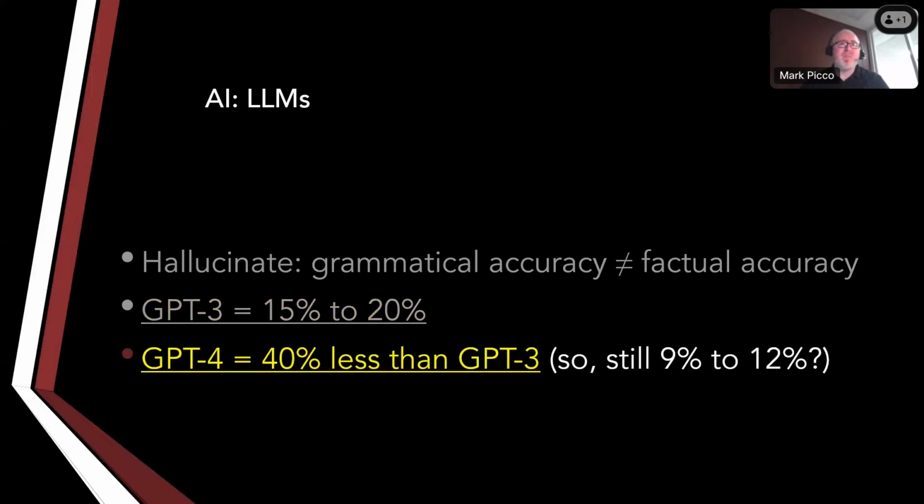And there was a paper that came out just earlier in the week where it talked about citations and how likely these programs are to create fake citations, to create fake sources for information. And ChatGPT 3.5 did it 55% of the time. So more than half of the citations it created were not real. ChatGPT 4 didn't do it as often. It still did it 18% of the time.